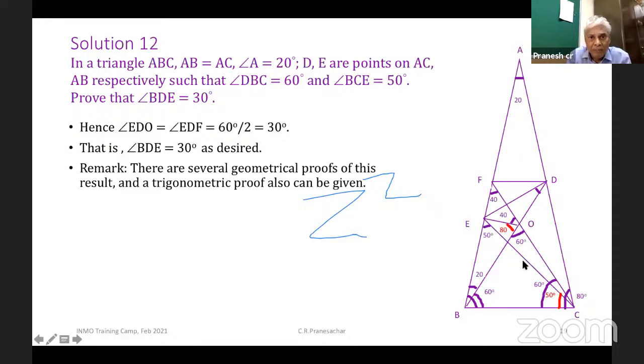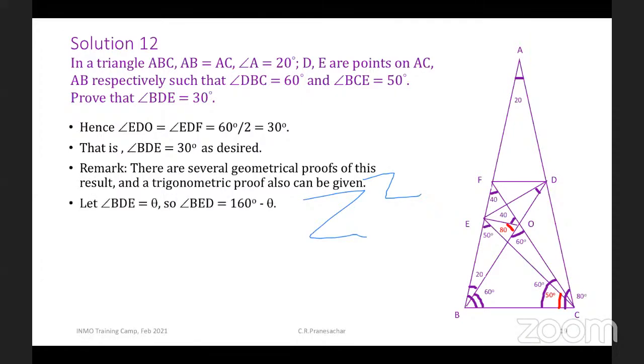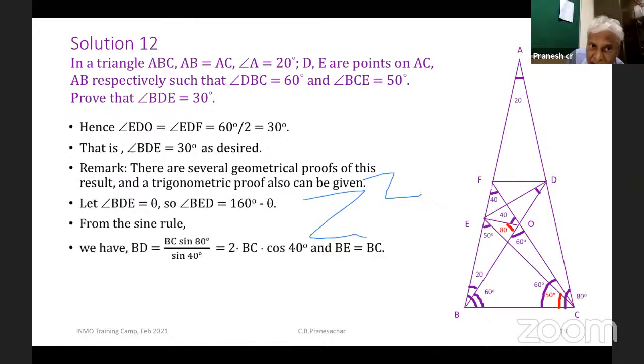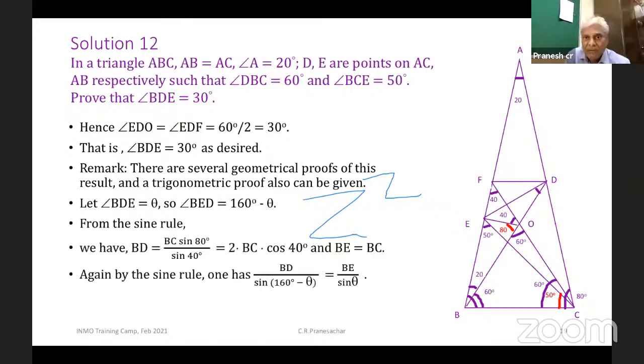You can use a trigonometric proof also. You can, sir, using the sine rule. Oh, exactly. I have given the brief description here. So use the sine rule for two triangles. You will get some equation like this. Here, BD and BE are again expressed in terms of BC.